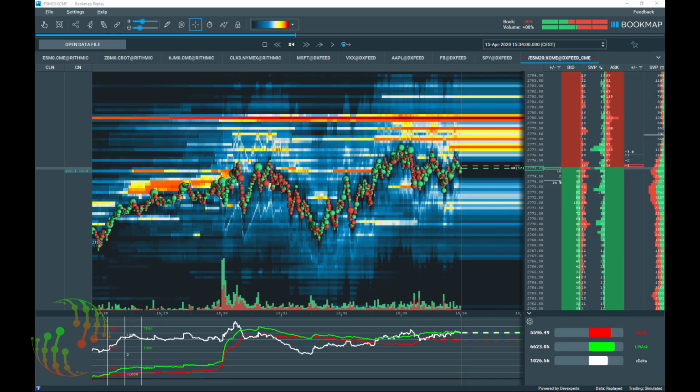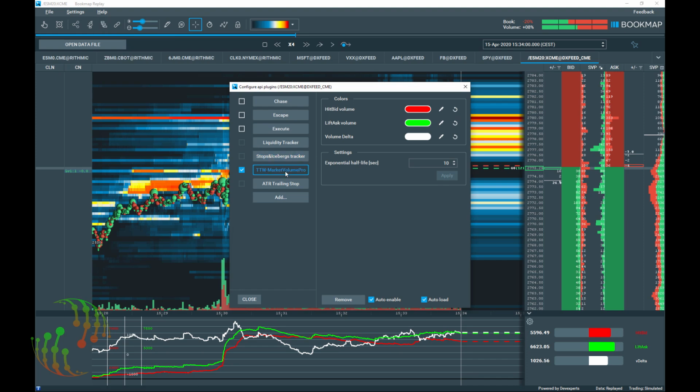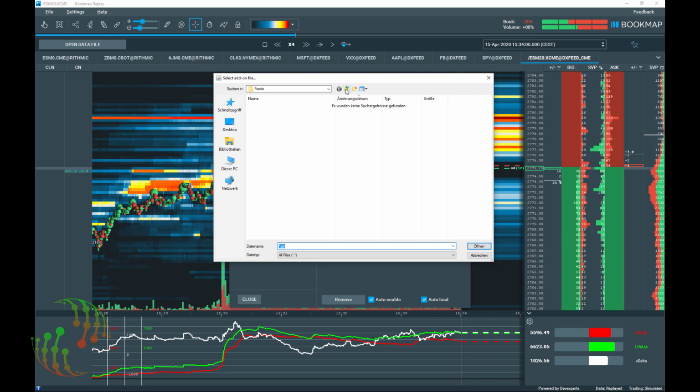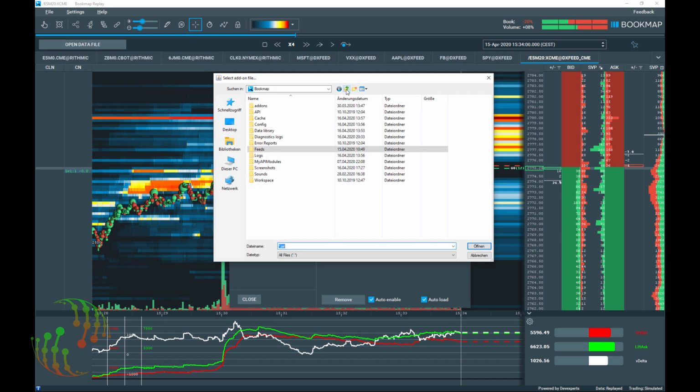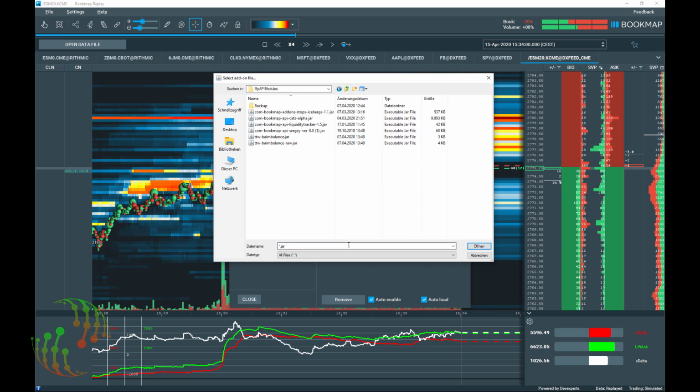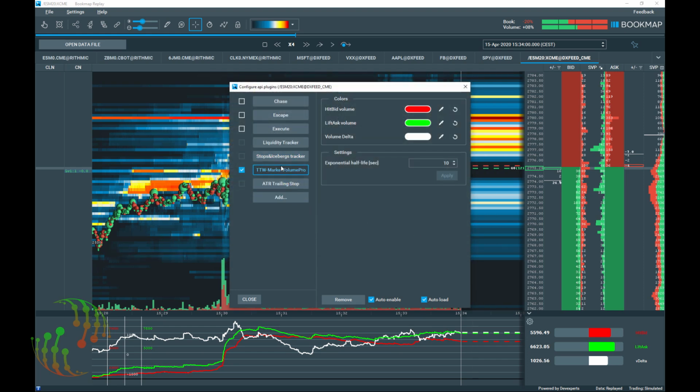Once downloaded, put the indicator in a Bookmap folder of your choice and load it by clicking on the Configure API Plugins icon. That means this icon here. Click on it and you can add an indicator or a jar file from Bookmap marketplace, and then choose the folder where you have stored the indicator and add it to the API Plugins section of Bookmap.